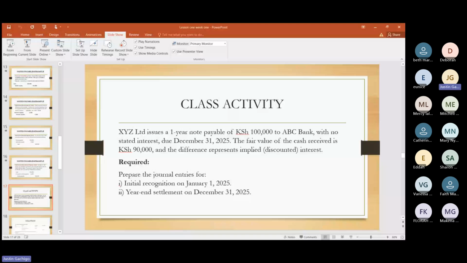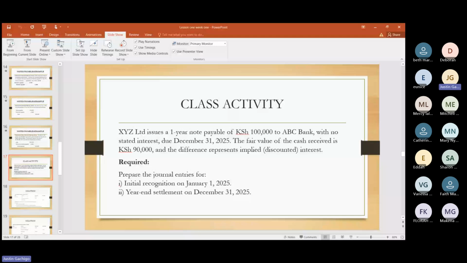So XYZ Limited issues a 1-year note payable of Kenya shillings 100,000 to ABC Bank with no stated interest, due on December 31st, 2025. The fair value of the cash received is Kenya shillings 90,000, and the difference represents implied discount or interest. Required: 1. Initial recognition on January 1, 2025. 2. Year-end settlement on December 31st, 2025.